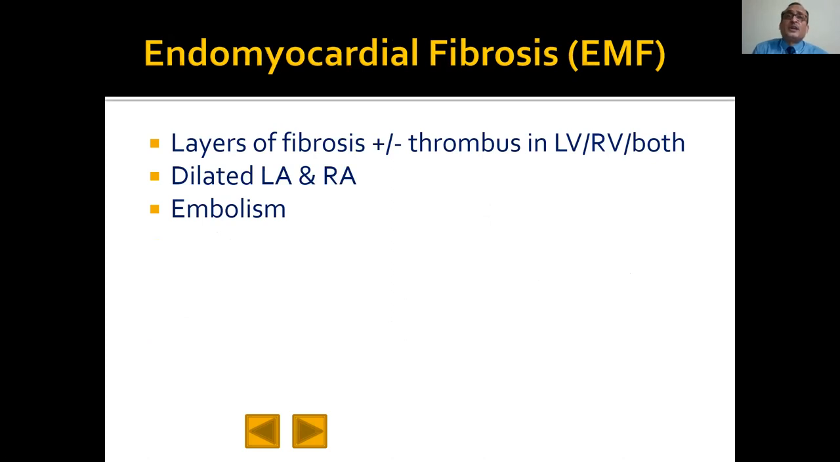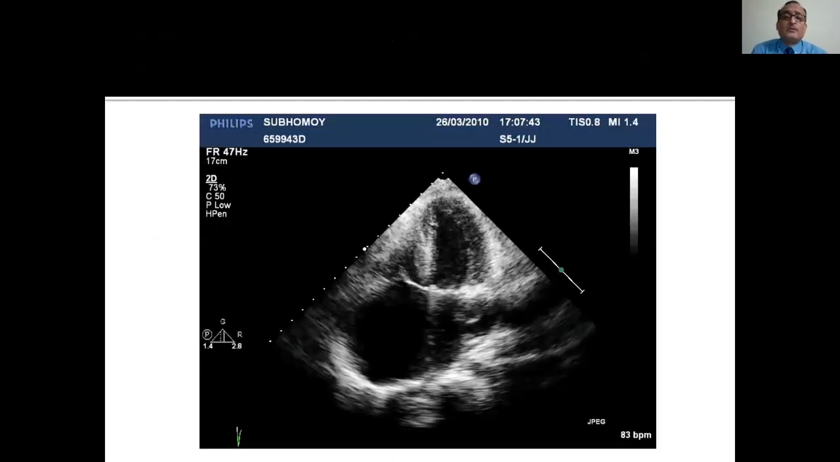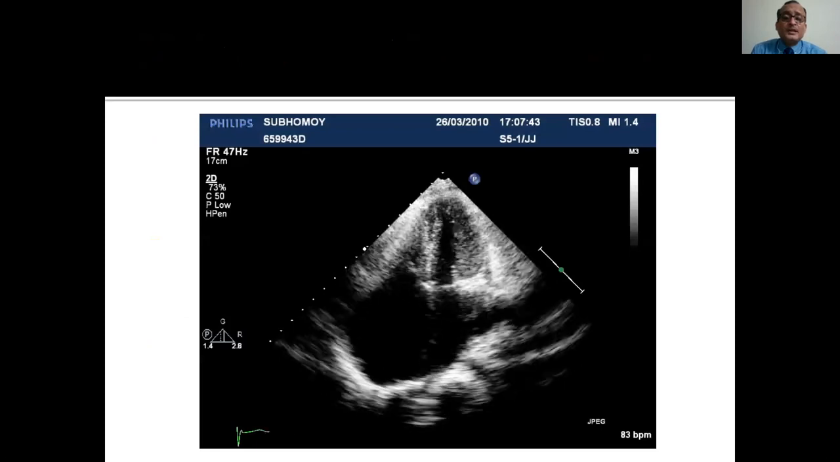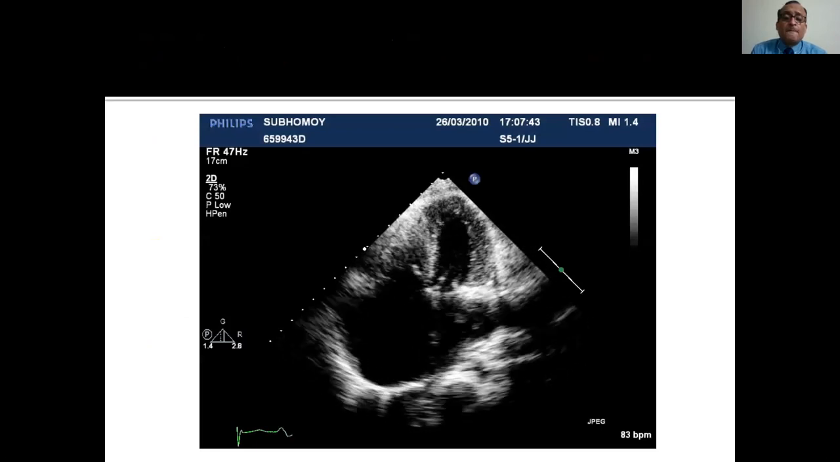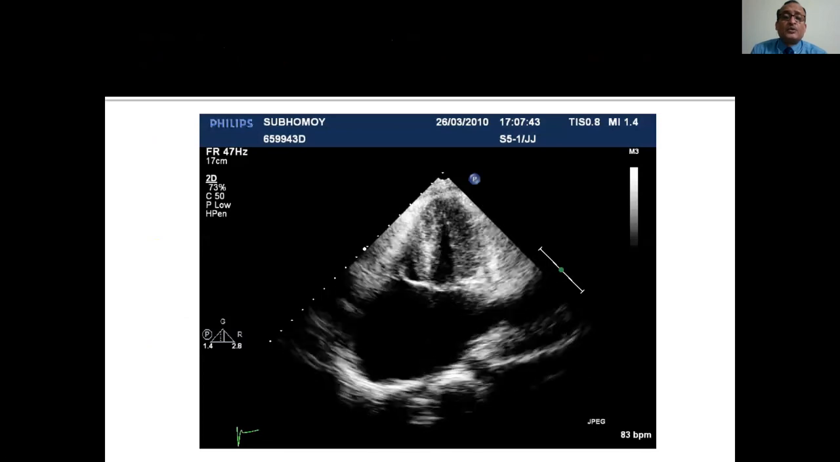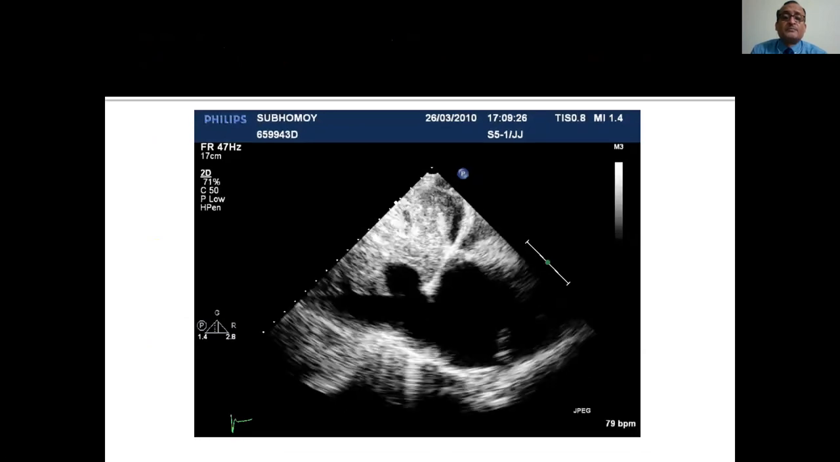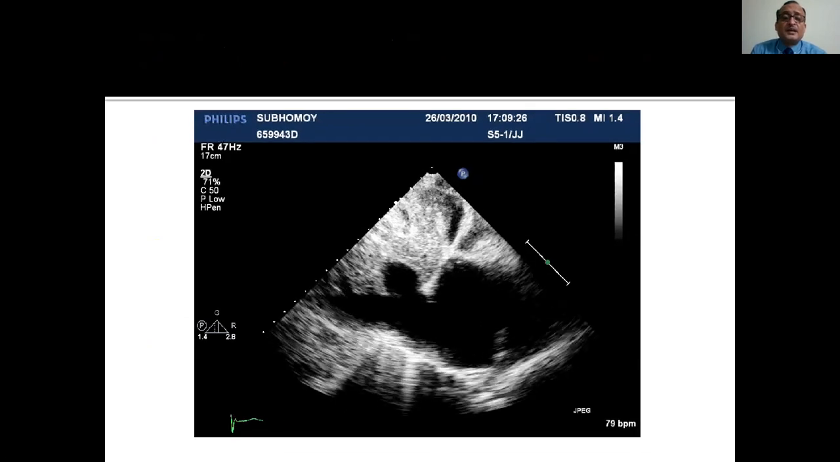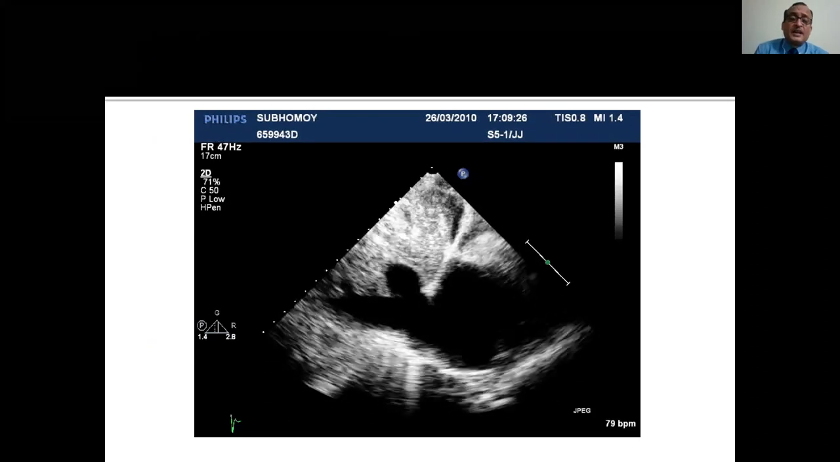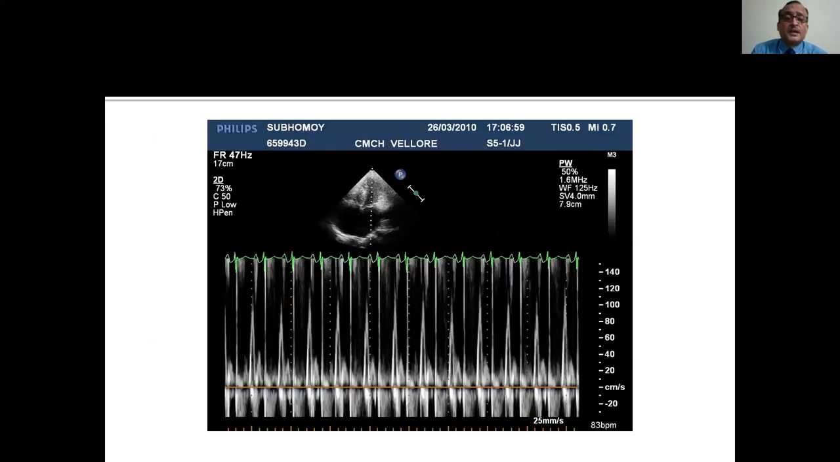Endomyocardial fibrosis is found in areas close to the equator. In India, it used to be very common in Kerala. Fortunately, it is less common now. Here, you can see the biatrial enlargement, good LV systolic function, dilated inferior vena cava, dilated hepatic veins, and there is no respiratory variation in the mitral inflow.